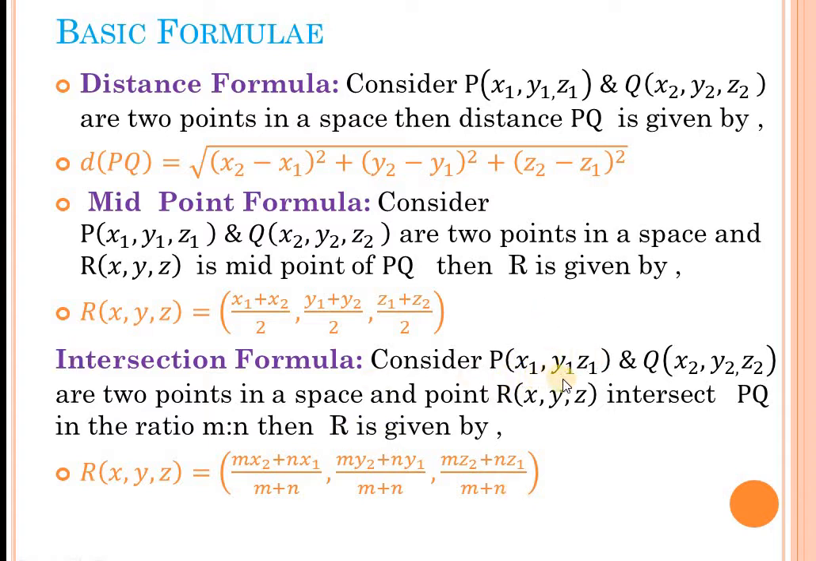The coordinates of the first point P are x1, y1, z1, the coordinates of the second point Q are x2, y2, z2, and R divides line PQ in the ratio m:n. Then the coordinates of R are (m x2 plus n x1) upon (m plus n), (m y2 plus n y1) upon (m plus n), (m z2 plus n z1) upon (m plus n).